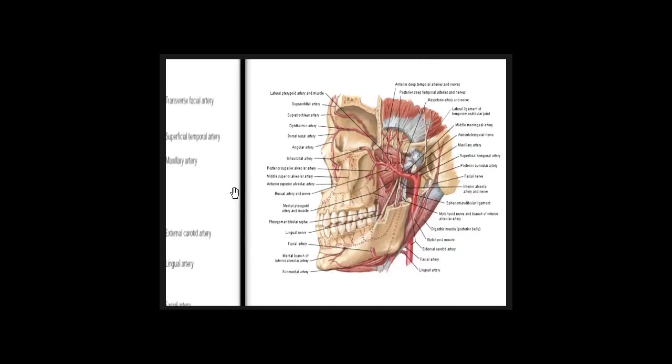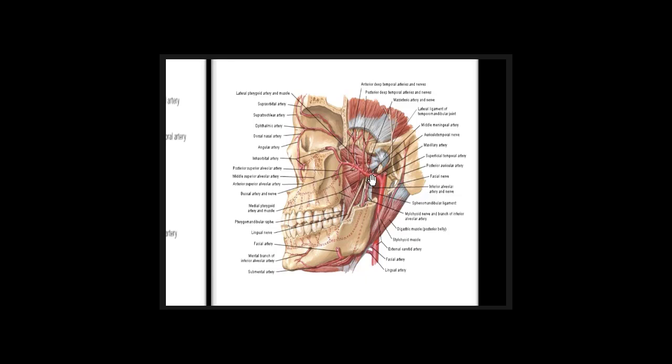The second part is pterygoid part that passes through the two heads of lateral pterygoid muscle, and the third part is pterygopalatine part that lies at the pterygopalatine fossa.